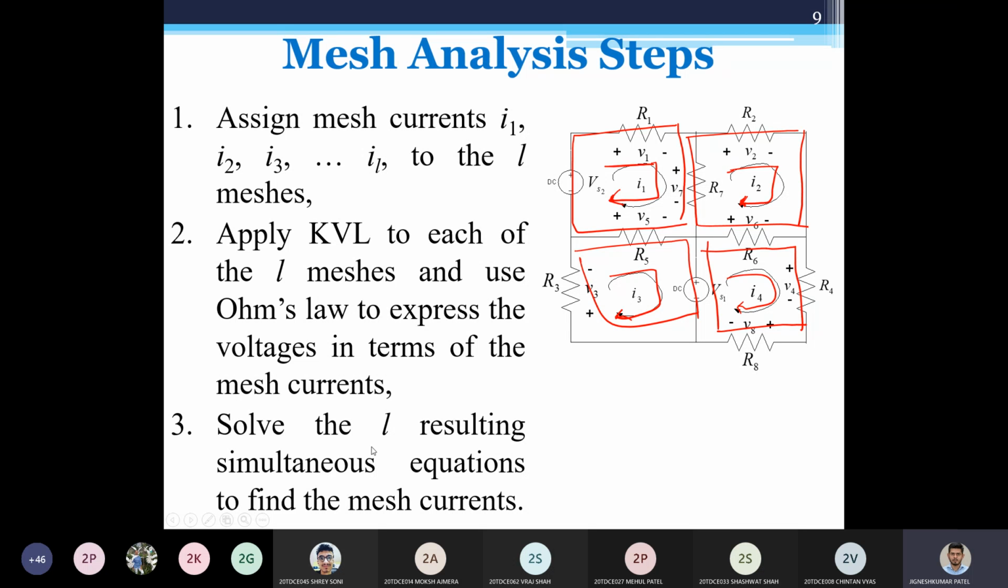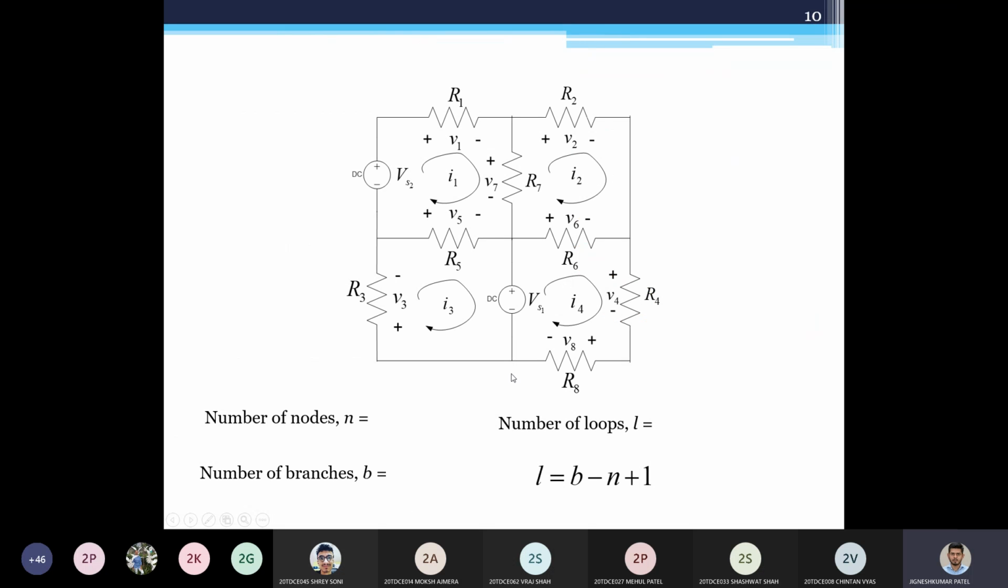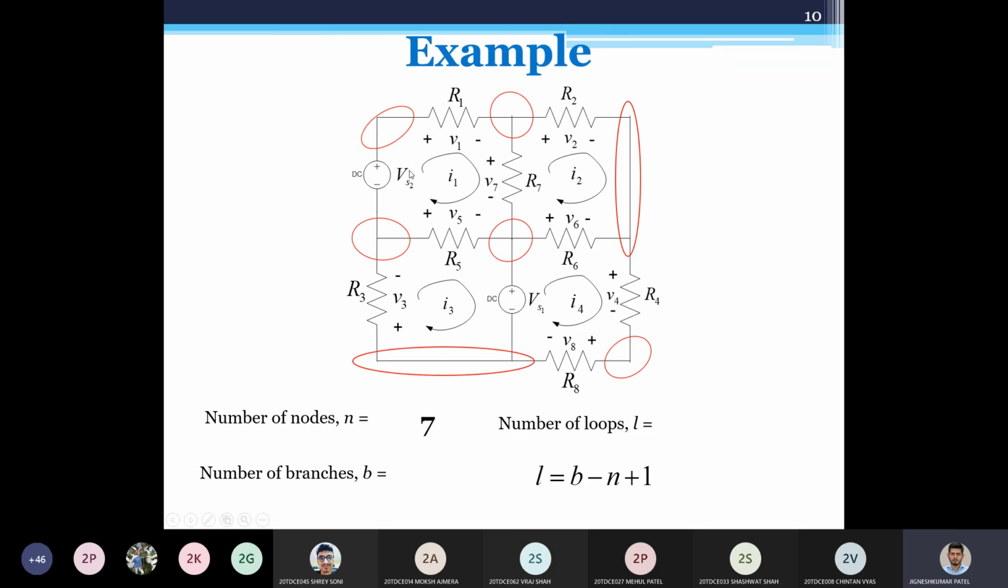And then solve the resulting simultaneous equations to find out the mesh currents. Once you write down the equations for KVL, you have to solve them. How to do that? First of all, let us see the number of meshes available in here. First, let us count the number of nodes. The number of nodes here would be: this first node, second node, third node, fourth node. Now see, there is no element here, so I can say this is the fifth node, this is the sixth node, and this is the seventh node.